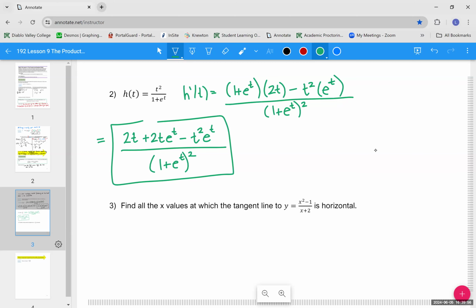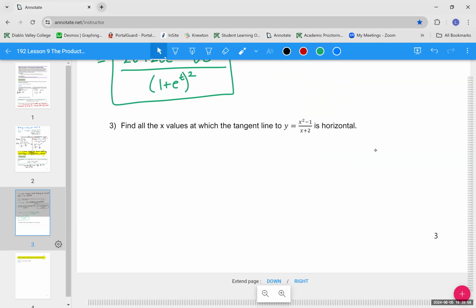So one more example, and that would be to find all the x values at which the tangent line to this curve is horizontal. So here it is again. We talked about this in a previous lesson. Horizontal tangent line. What does that mean? It means that the derivative is equal to 0. So you're going to need to find the derivative first and then set it equal to 0. So go ahead and work on finding your derivative and then unpause the video after that and we'll do the rest of it together.